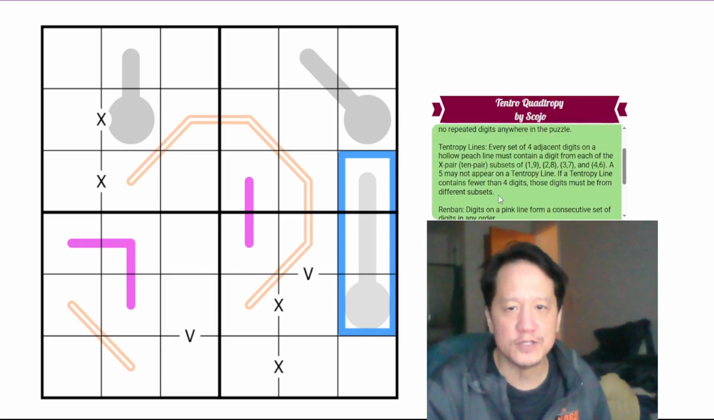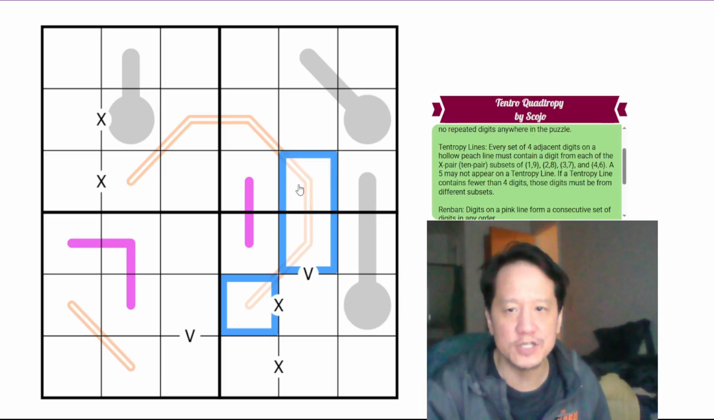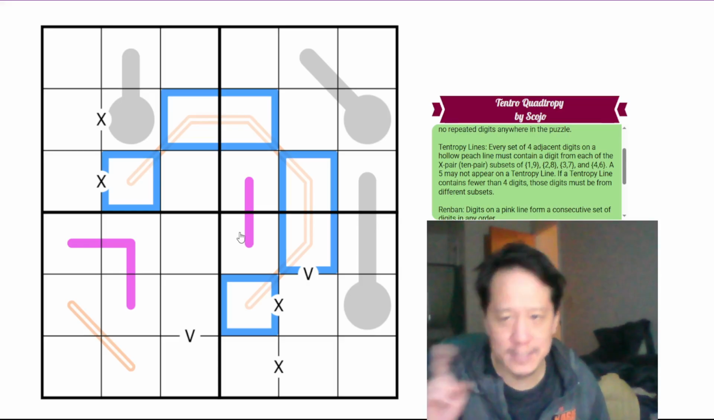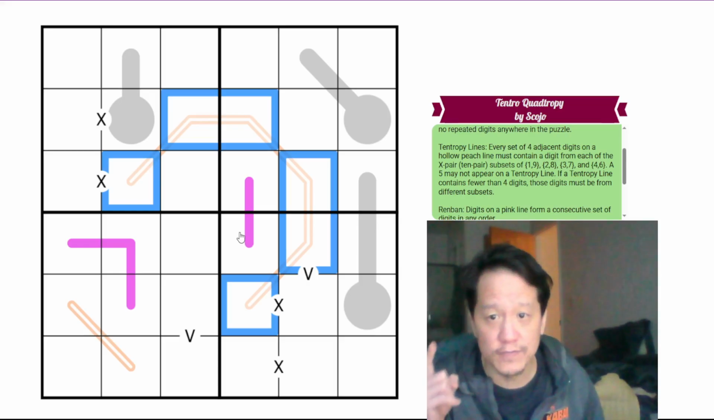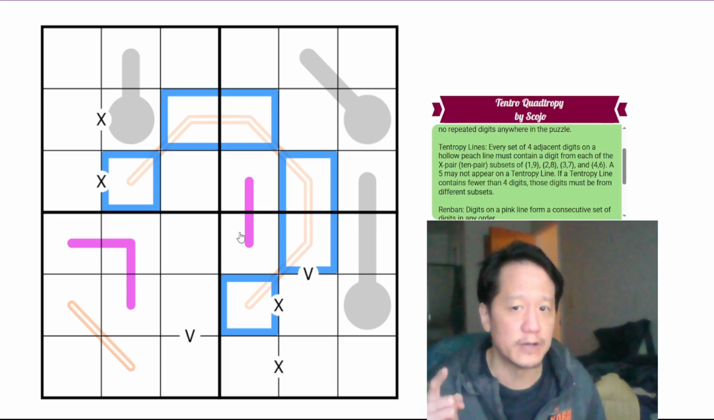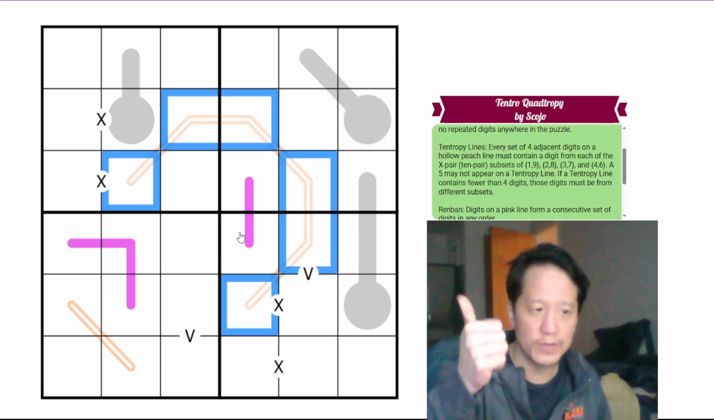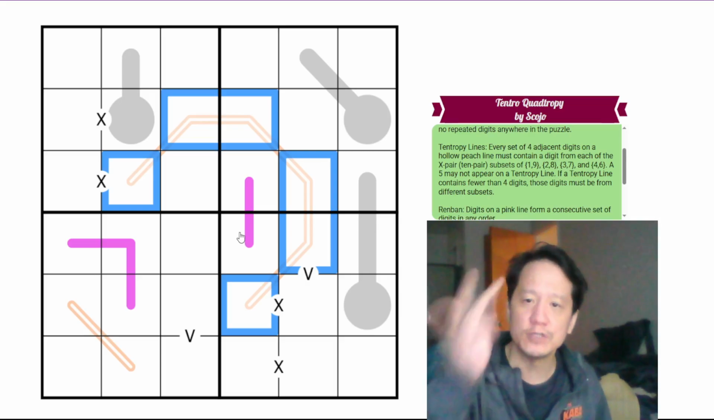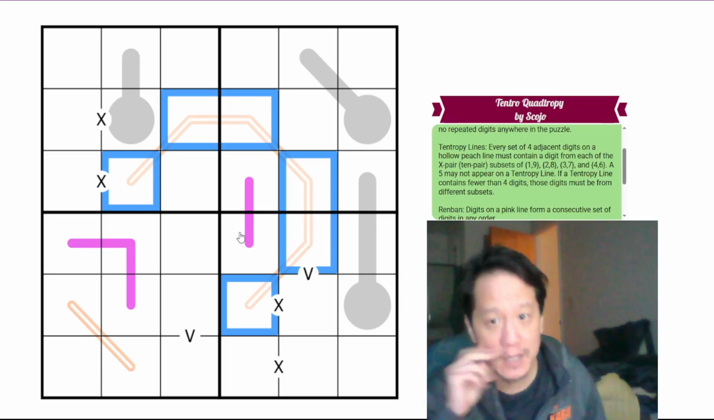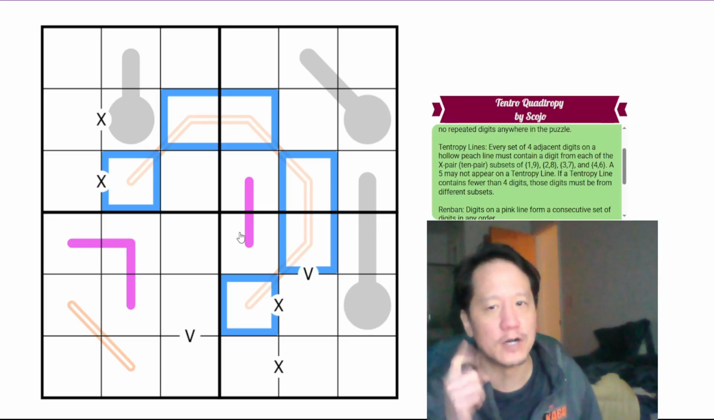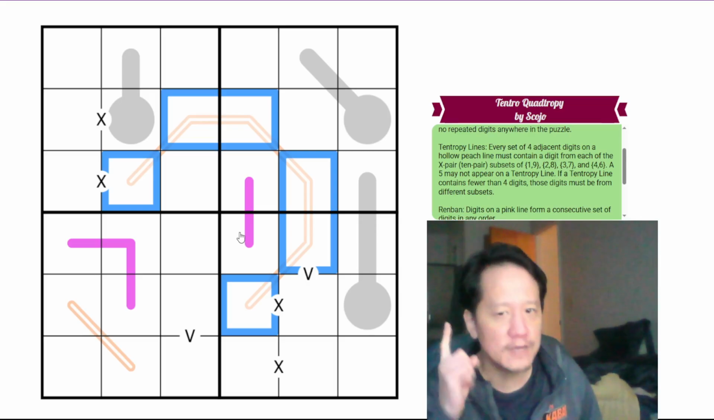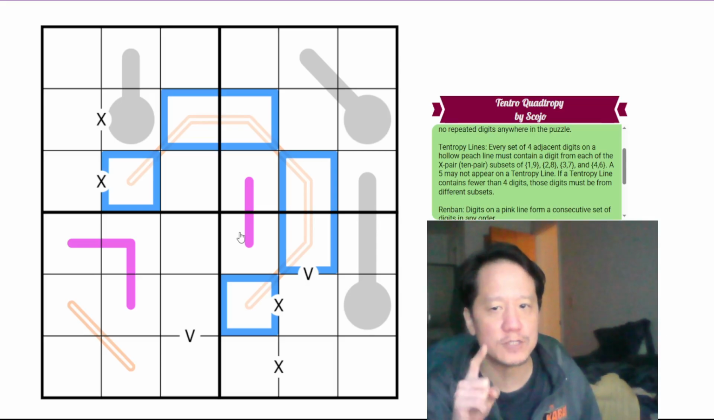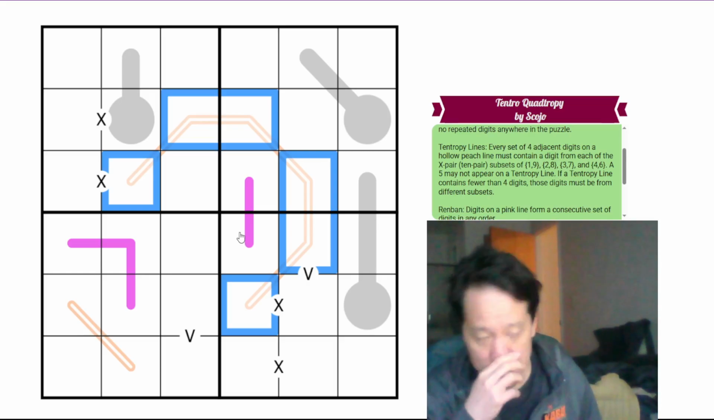So what are the constraints? We have Tentropy lines, where every set of 4 adjacent digits on a hollow peach line must contain a digit from each of the 10 pair subsets: 1 and 9, 2 and 8, 3 and 7, and 4 and 6. A 5 may not appear on a Tentropy line. If a Tentropy line contains fewer than 4 digits, those digits must be from different subsets.